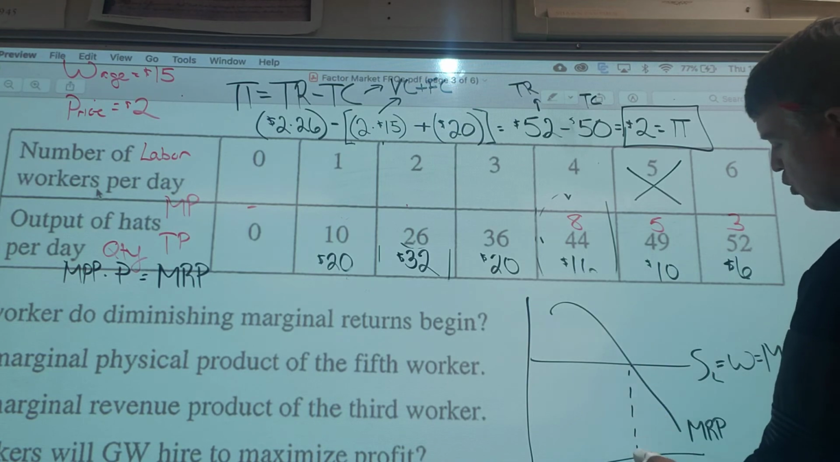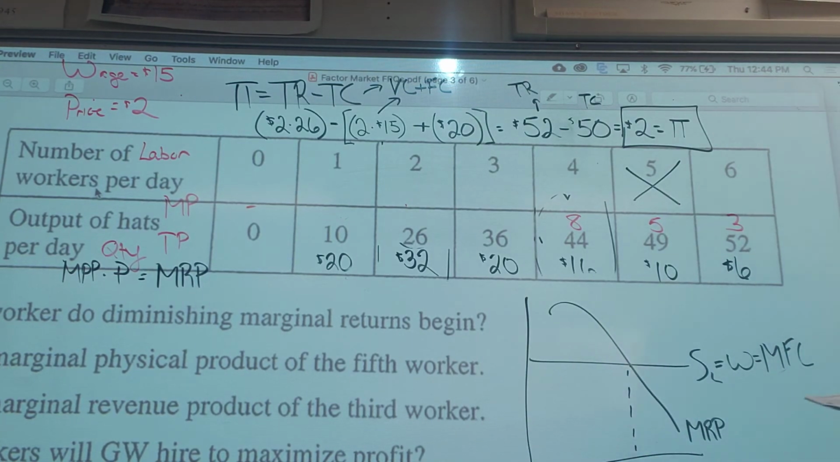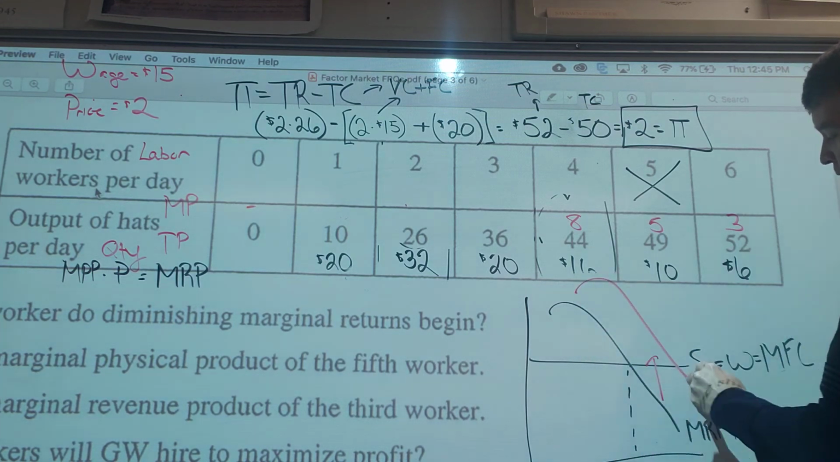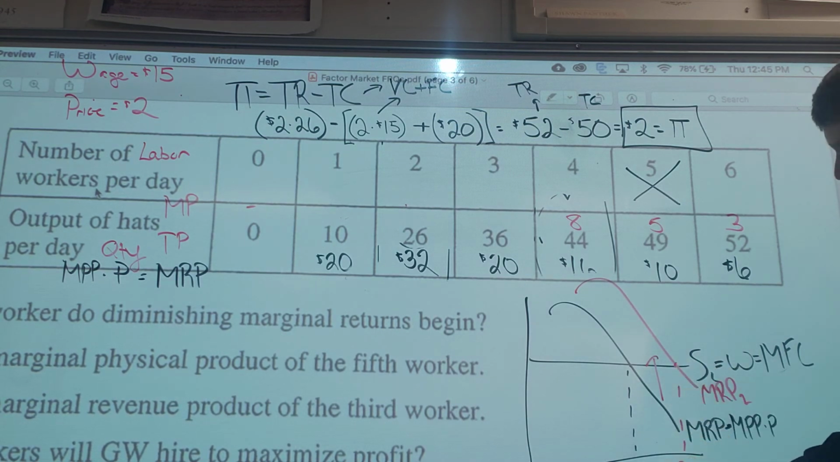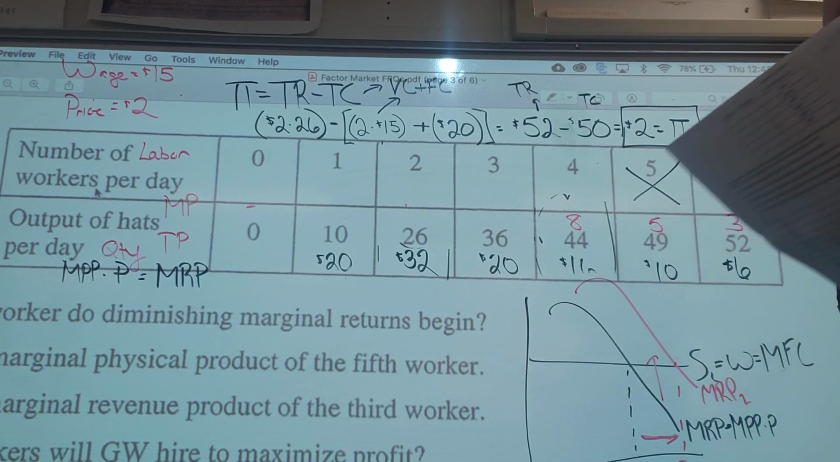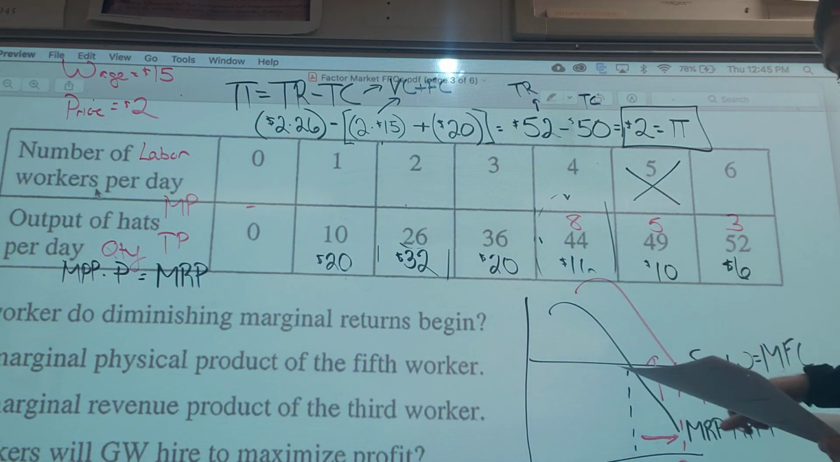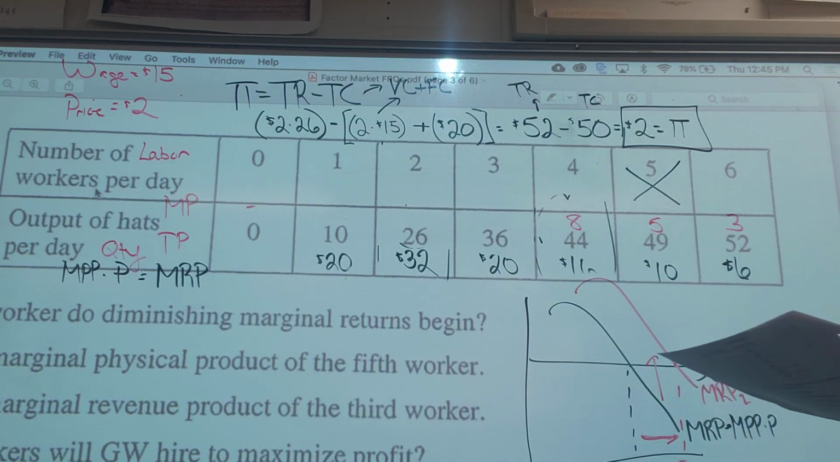So if this was the original quantity of labor that I was hiring, and now it says the price of hats increases, remember, MRP equals MPP times P. The price of hats increases, that's going to shift up this whole curve. And therefore, this is my new MRP. And you can see here, now I hire more workers. Very similar to questions we've seen before. If the price of hats increases, what will happen to the number of workers hired in the short run? I'll hire more workers in the short run, because when the price increases, the marginal revenue product of the firm increases.